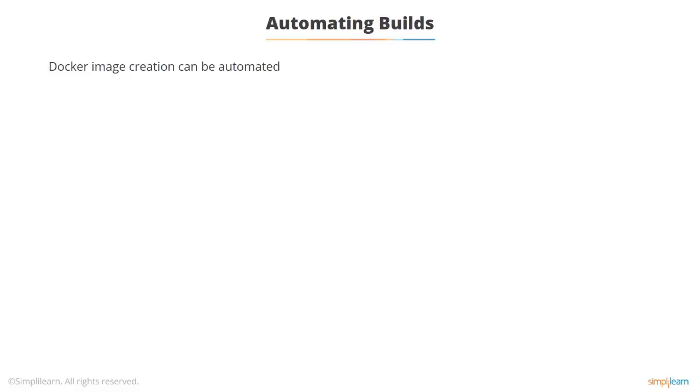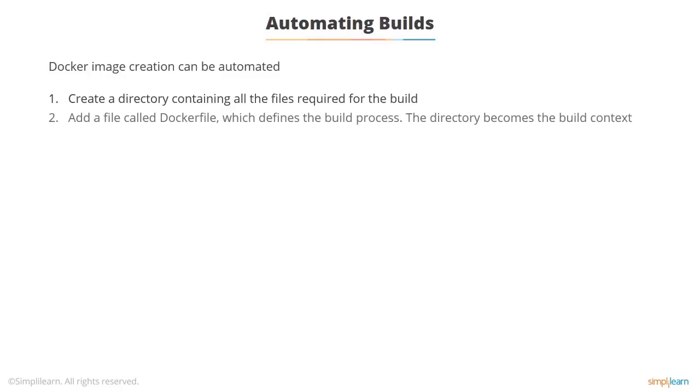You create a directory anywhere you like, and you put any files that you want to use for the build. This doesn't include stuff that you grab from the network. It's just files that you want for the build. Then you create a file called Dockerfile, which defines the build process. And then the directory becomes what's called a build context, which is basically a Dockerfile plus any associated files required to make an image. And then you build it.